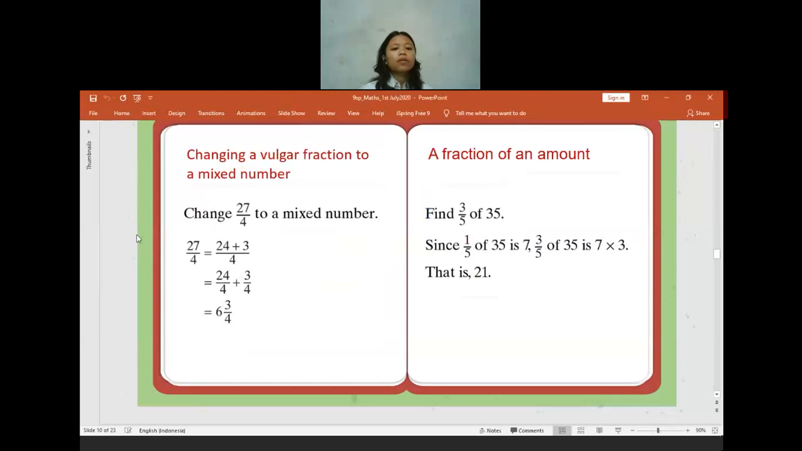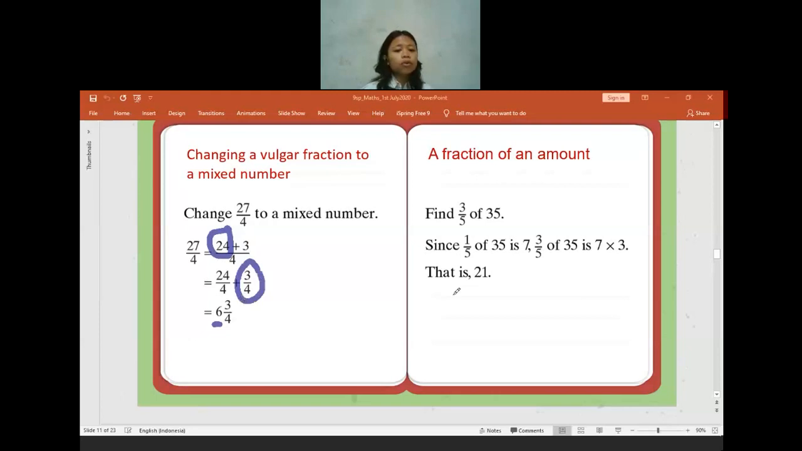Now what about if I have the improper fraction and I have to change it into a mixed number? It will be easier if you do division, I think. So 27 divided by 4. I have to find the multiple of 4 that is close to 27. The multiple of 4 that is close to 27 is 24. That's why I can break down the 27 into 24 plus 3. The 24 divided by 4 equals 6. And then the remainder 3 will be left over as 3 by 4.